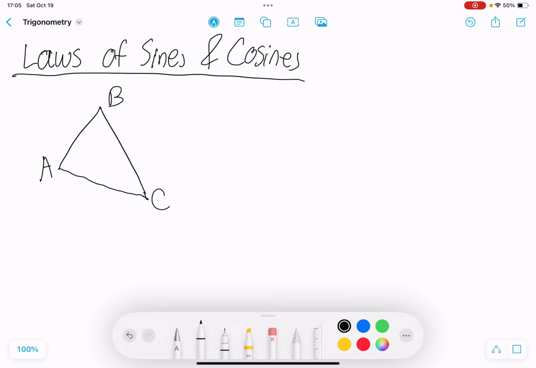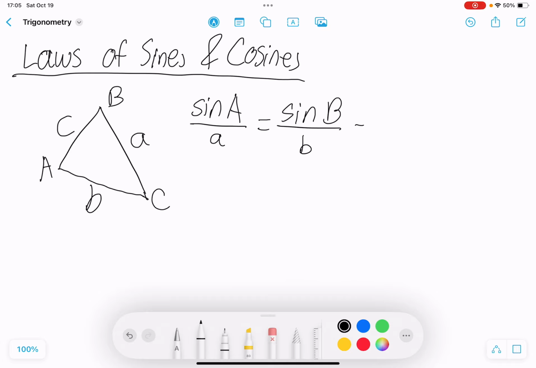Now, usually when we label in math, we label the points, the vertices, with capitals, and we label the sides opposite to these vertices with lowercase letters, like this. So we can use the vertices to represent angles, like angle A, angle B, angle C. So the law of sines basically states that in any single triangle, in every triangle, sine A over side a equals sine B over side b equals sine C over side c. So that's just the law of sines.